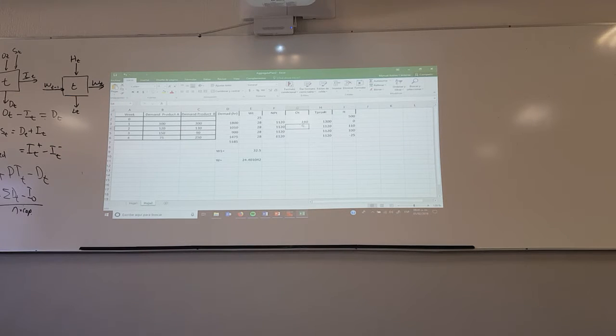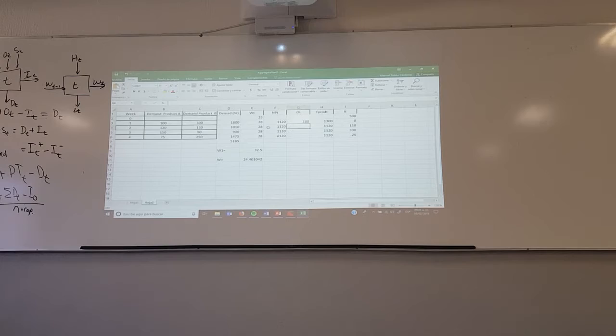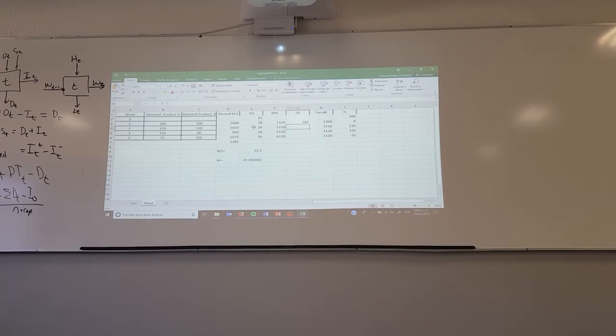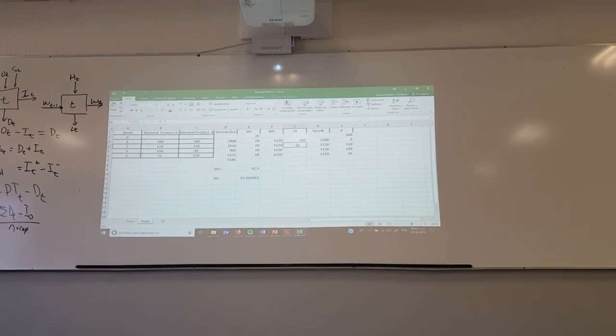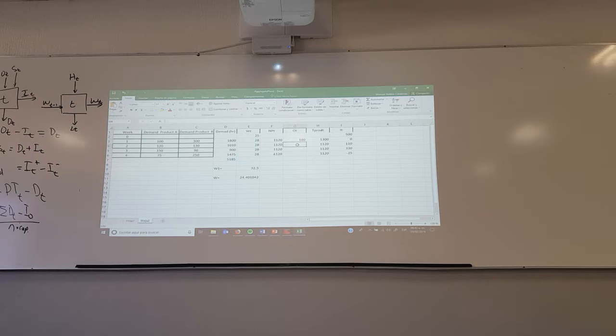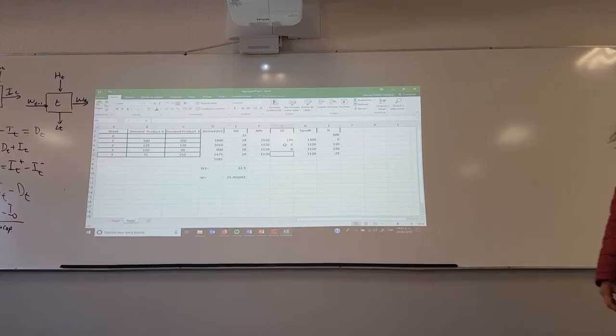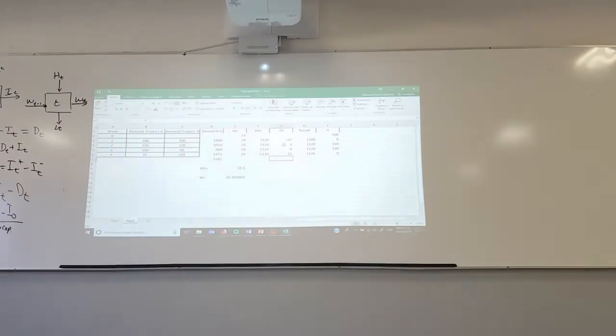So 180. Okay, so the maximum overtime we can schedule in any week with 28 workers is how much? 224. So how many hours are we going to schedule here? 25. 0. 0. And 25. Done.